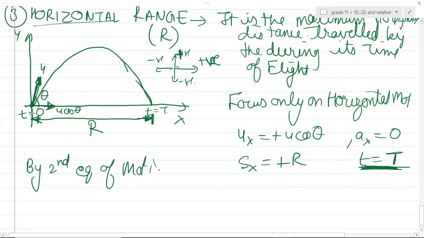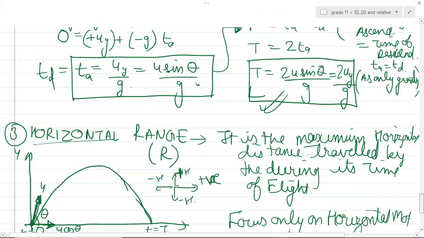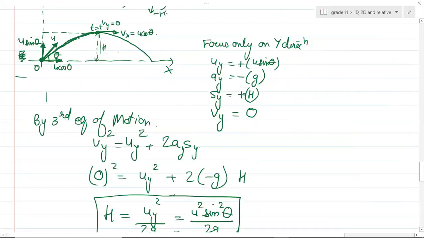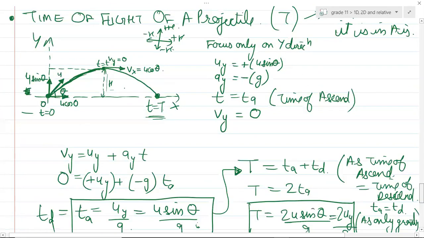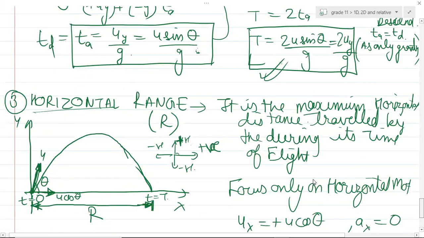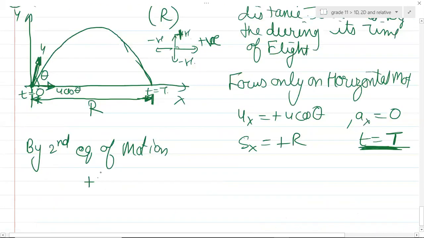So can you see this thing, guys? From every equation we derived this. By the third equation we derived maximum height, by the first equation we derived time of flight, and by the second equation we are deriving range. So Sx will be equal to ux t plus half ax into t square.